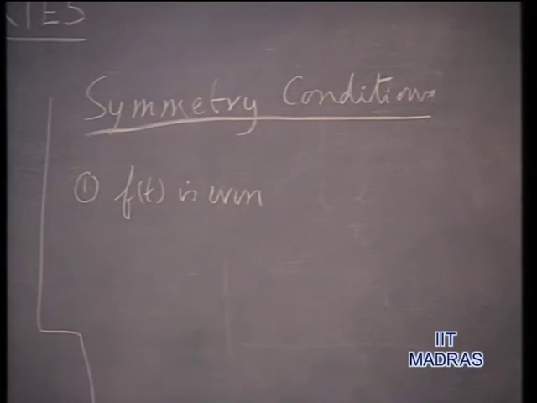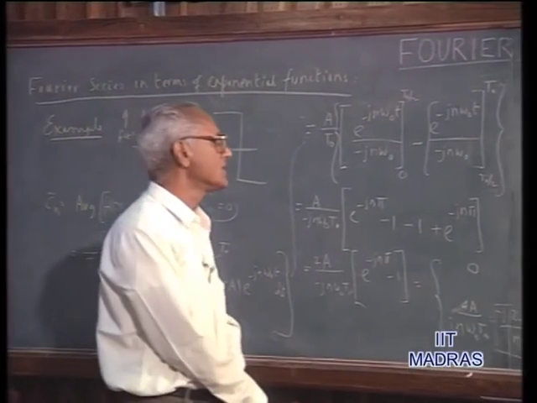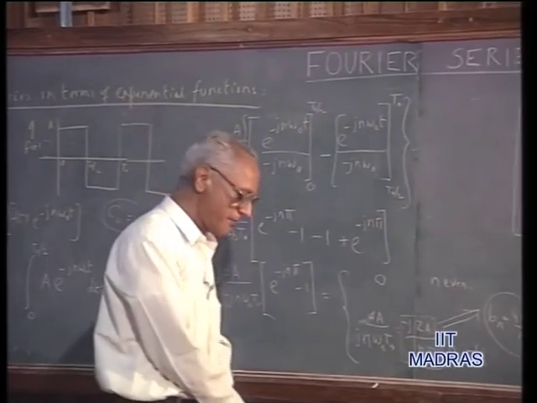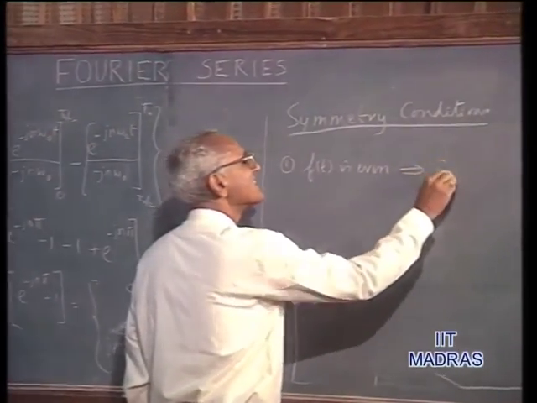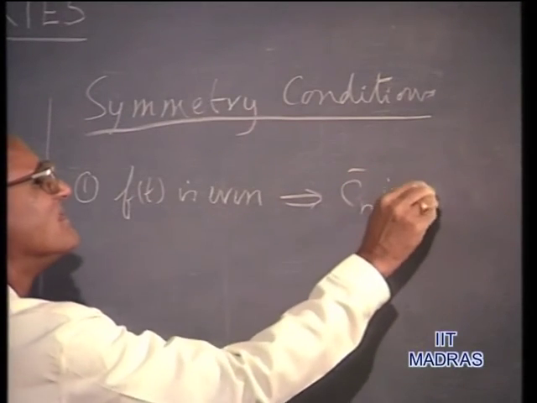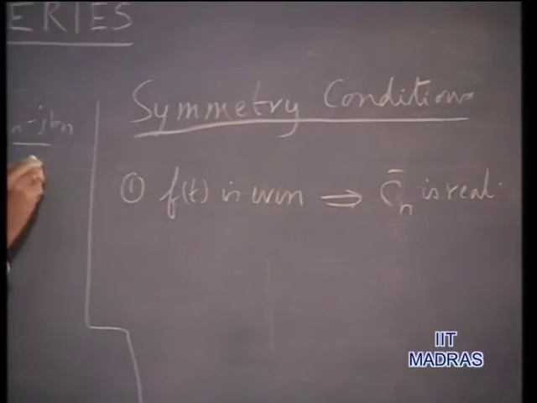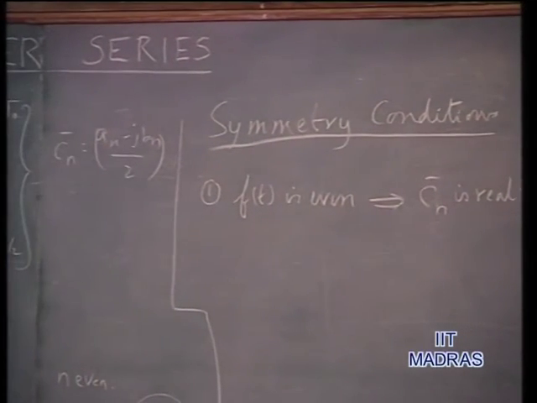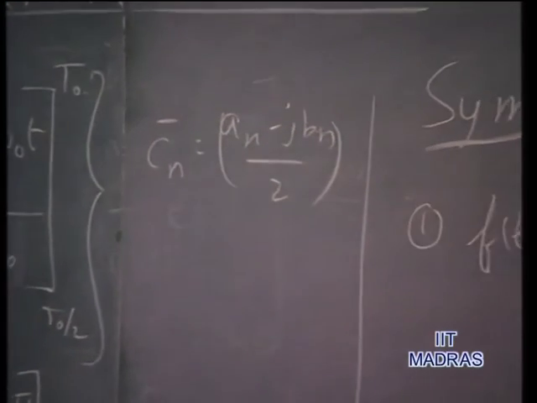If f of t is even, we said that only the cosine terms are present, that is, an terms are present, not the bn terms. Since we know that Cn is an minus jbn by 2, if f of t is even, it means that Cn is real, because Cn is an minus jbn upon 2. So if bn is absent, then Cn is purely real. The angle associated with the complex number is 0.